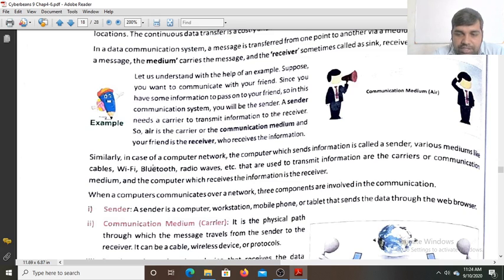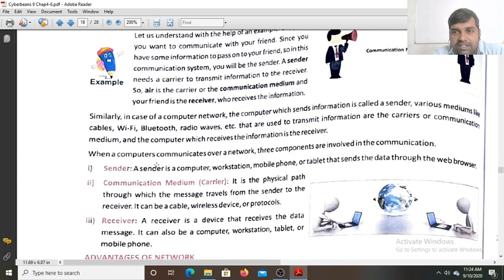Similarly, in case of a computer network, the computer which sends the information is called the sender, and various mediums like cable, Wi-Fi, Bluetooth, radio waves, all these that are used to transmit the information are the carriers. So cable is the carrier which I have discussed, Wi-Fi is the carrier, Bluetooth is the carrier, all they generate the signals. Radio waves are the carrier. And the computer which receives the information is the receiver.